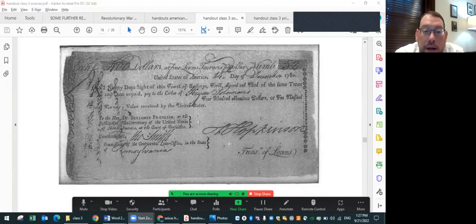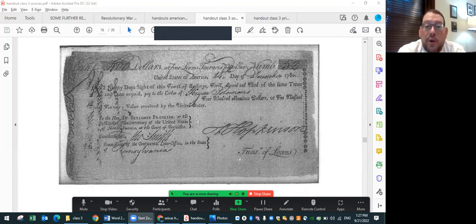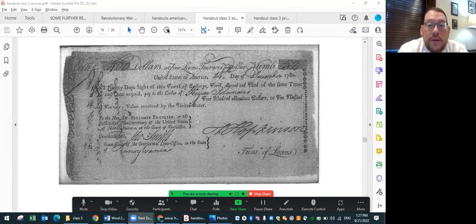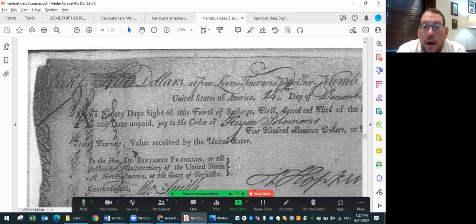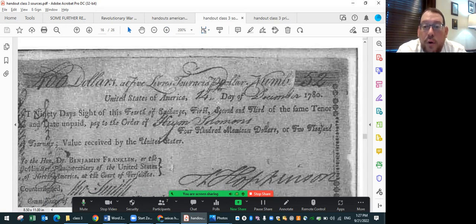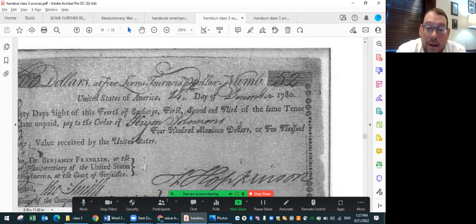Look at that. If you take a look here, this is what a loan document would look like. I'm going to try to zoom in a little bit. It's hard to see. You see it says $100 there, and this is the 14th day of December, I think it says. It's hard for me to read. 1780. 90 days to get paid back. Paid to the order of Haim Salomon.